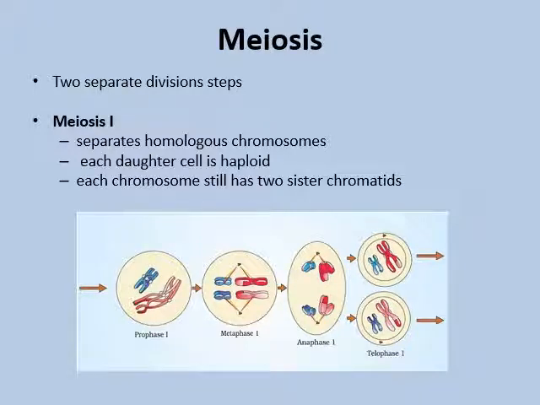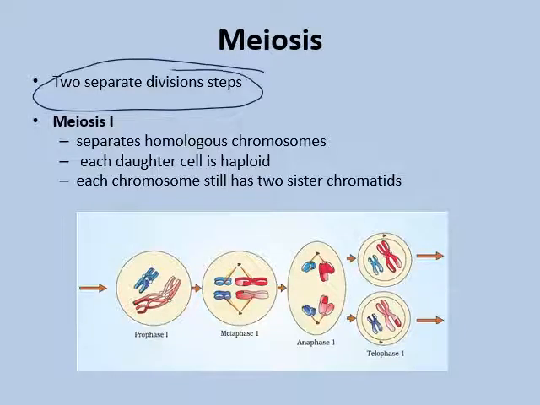Okay, so meiosis actually has the same steps as just mitosis. We go through prophase, metaphase, anaphase, and telophase. But we have two separate division steps. So we have meiosis 1, which means that we go through prophase 1, metaphase 1, anaphase 1, telophase 1. And for the most part, all the same things are happening.